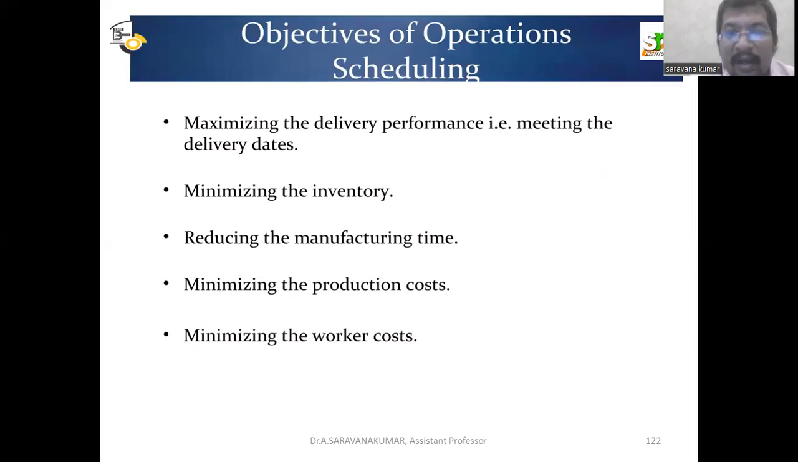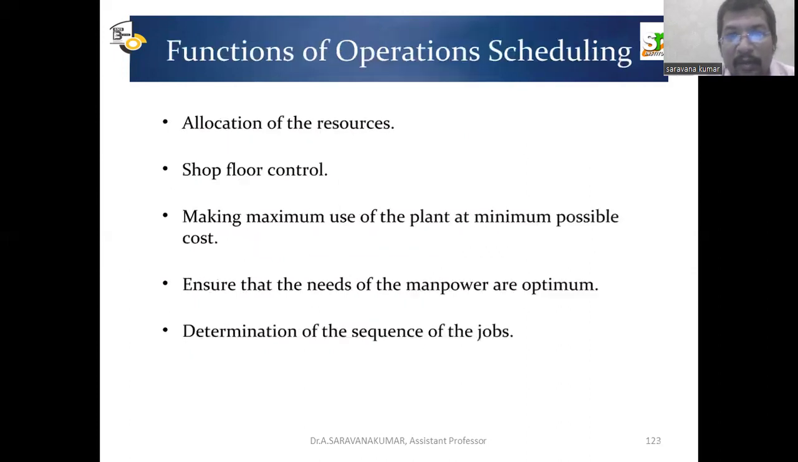So maximizing the delivery performance with the help of operation scheduling, you are going to meet the delivery dates on proper time, minimizing the inventory, reducing the manufacturing time, minimizing the production cost, minimizing the worker cost. So these are the objectives of operations scheduling.